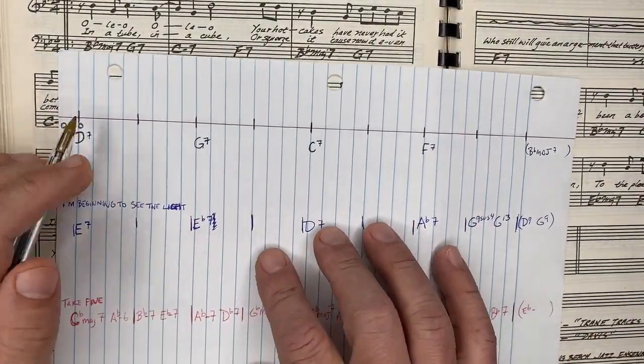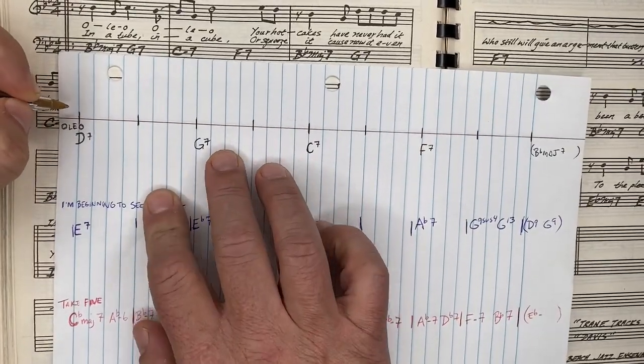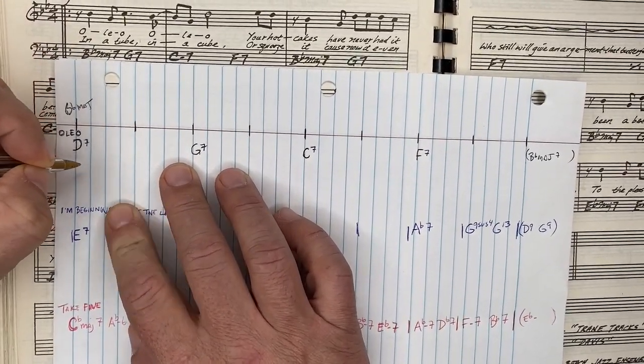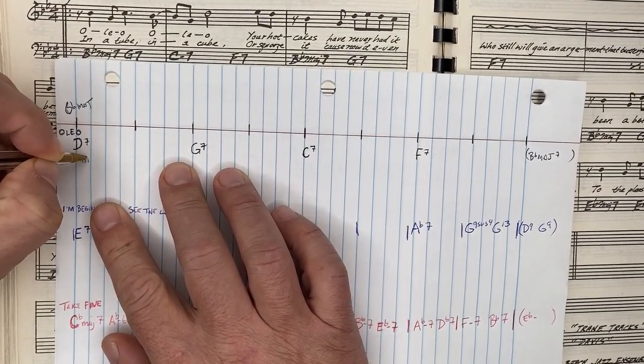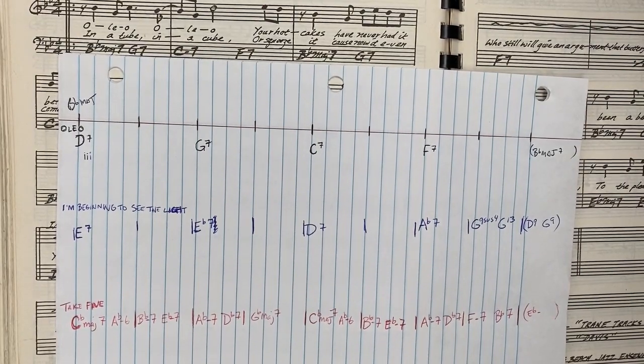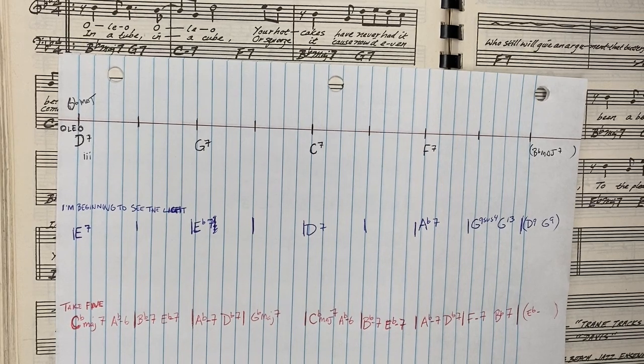I'll just write it out here. I'm in the key of B flat major, right? Then a D7 is like a 3 chord, if you think about your scale. But it's been turned into a dominant chord, so it has maximum push. Instead of this, it's this. Maximum push to the next chord.